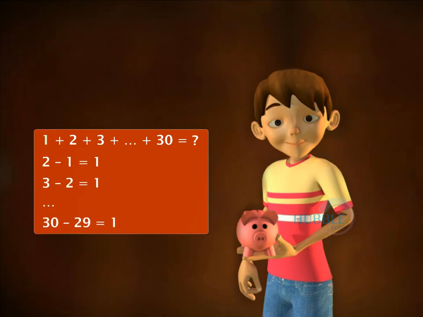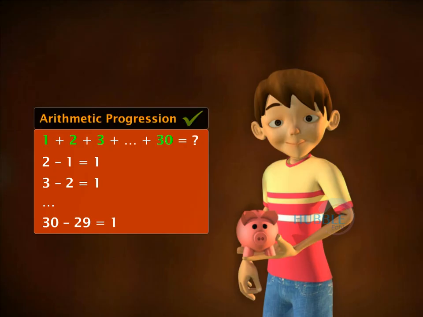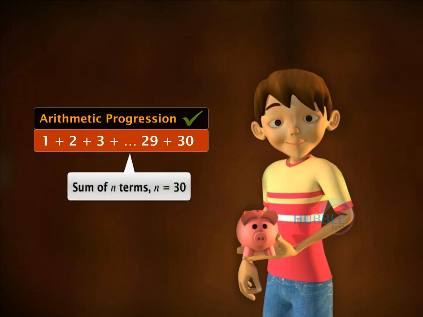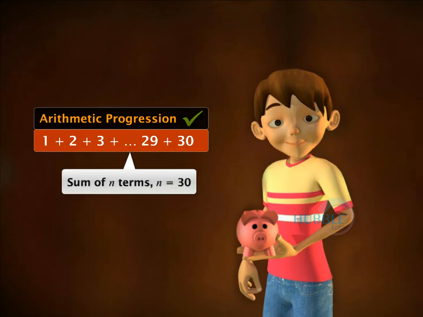Notice that the numbers 1, 2, 3, and so on till 30 are an arithmetic progression. The total money that Sam will have after 30 days is in the form of the sum of n terms of an arithmetic progression. Let's learn how to find the sum of the first n terms of an arithmetic progression.